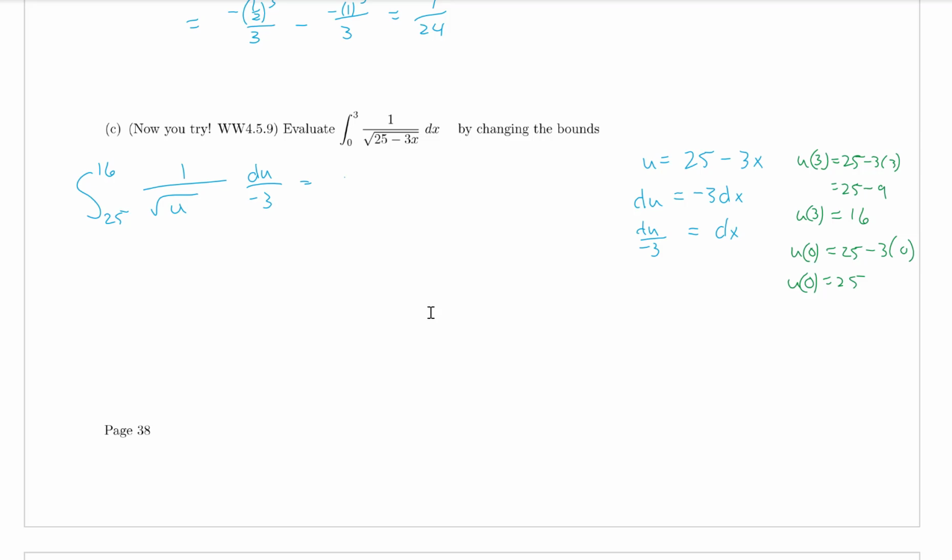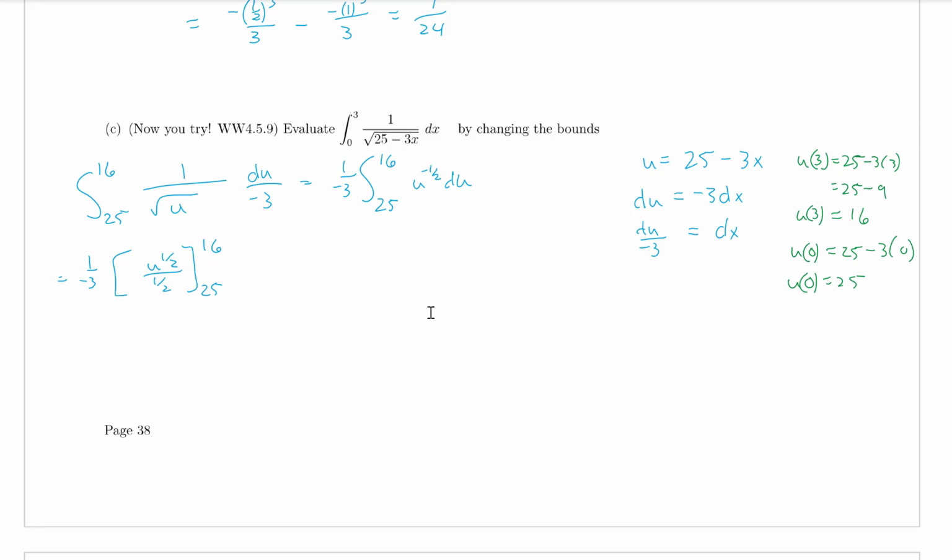I'm going to pull that negative 3 out front, so I have negative 1 over 3, or I could have written that as 1 over negative 3. I think that's a little bit more straightforward. Times the integral from 25 to 16 of u to the negative 1/2 du. When I evaluate this antiderivative, I get u to the positive 1/2 over 1/2 evaluated from 25 to 16.